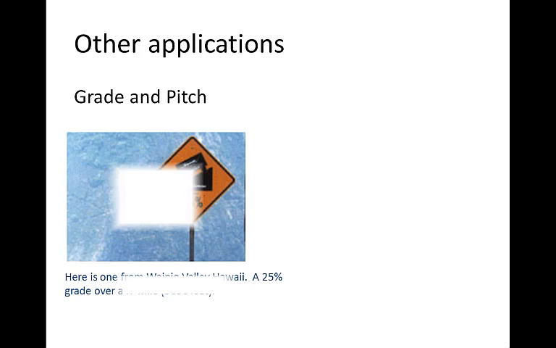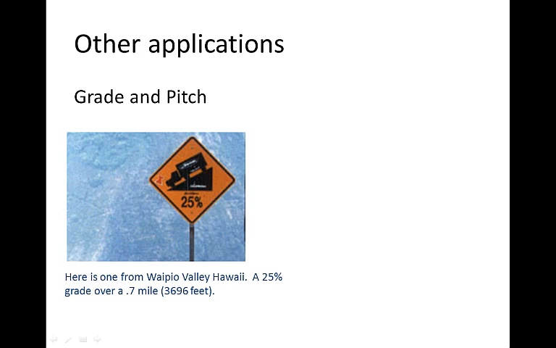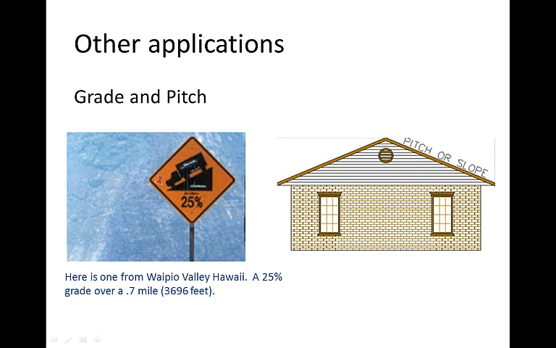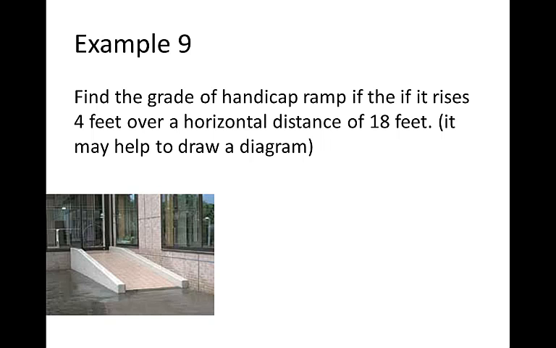Okay, a couple of applications we're going to look at here are grade and pitch. I've never been to Hawaii, not yet anyway, as of the filming of this video, but there's a 25% grade over 0.7 miles in Hawaii. Pretty steep grade. I know you guys have seen these steep grade signs around. And pitch or slope of a roof. A couple of problems we can look at. So here's another sort of pitch problem.